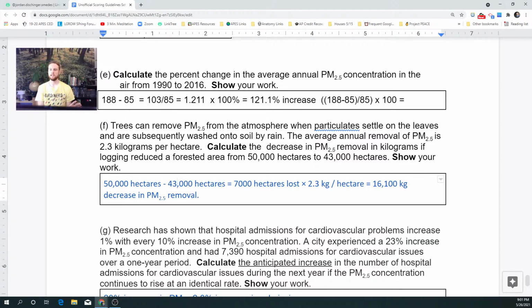We know that the removal rate of PM 2.5 is 2.3 kilograms per hectare. And that's going to equal 16,100 kilograms decrease in PM 2.5 removal. So pretty easy conversion. 50,000 hectares, we're going down to 43,000, so that leaves only 7,000 lost. Then we multiply that 7,000 by 2.3 kilograms per hectare to get a total decrease in PM 2.5 removal. This is where those units are critical. Having that in your answer is the difference between earning it or not.